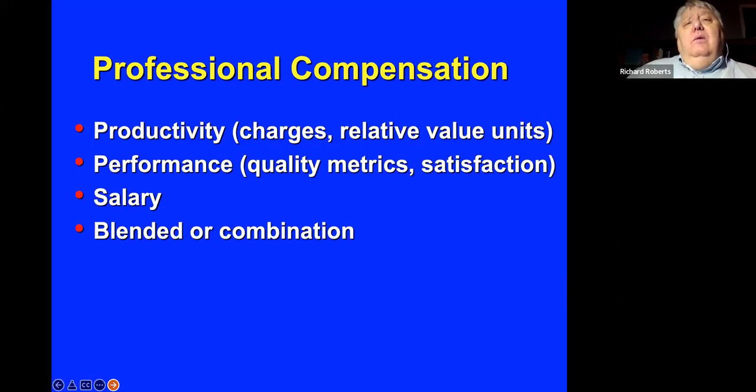And how the doctors or other professionals in the practice get paid, there's a variety of strategies. You can get paid based on productivity, which is what you charge or bill. And we use something called relative value units to try to measure, you know, is doing this kind of brain surgery worth as much as doing this kind of counseling of a patient with a mental health problem. You can get paid based also on performance, where you're being measured on your quality and on your patient satisfaction. You may get just a salary, or you may get a blended or combination of these different approaches. My own view, looking especially at places like Norway, is the blended approach probably works best.